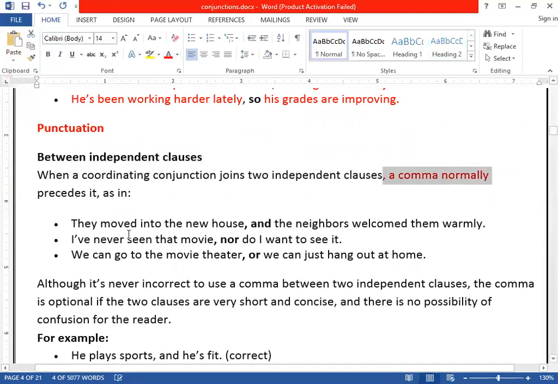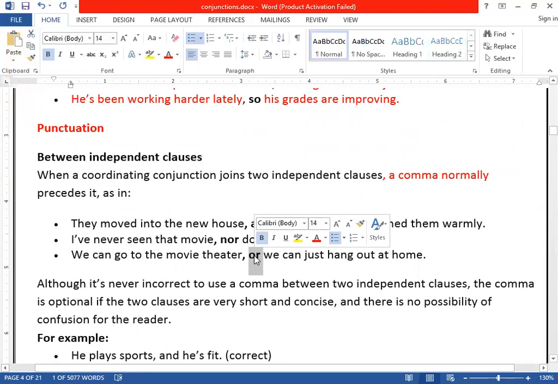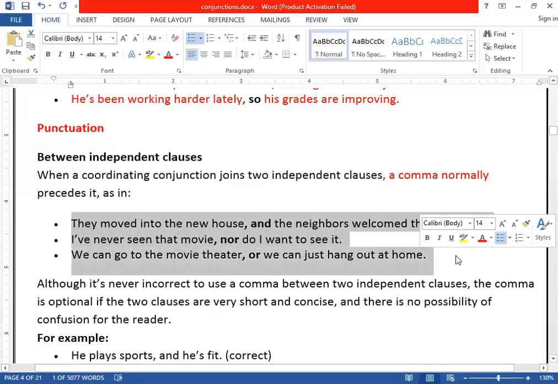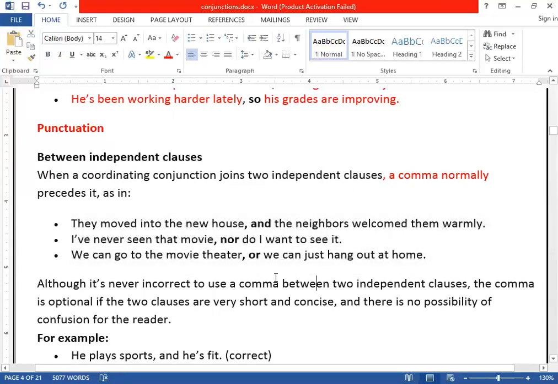Comma. For example, look, they moved into the new house and before and we have used a comma. Before nor, we have used a comma. Before or, we have used a comma. So before coordinating conjunctions that connect two independent clauses, we use a comma. In both these cases, both of them are what? Independent clauses. Clear? So we use a comma.